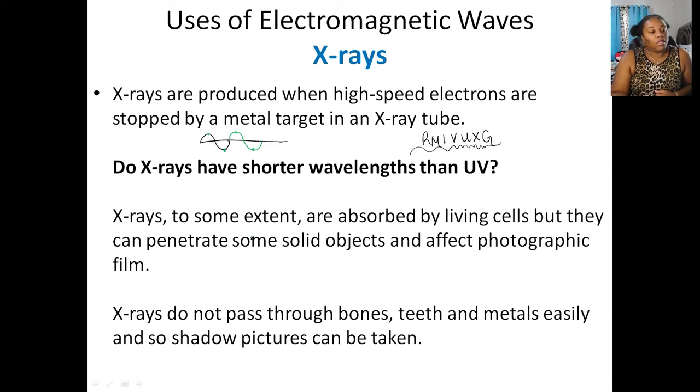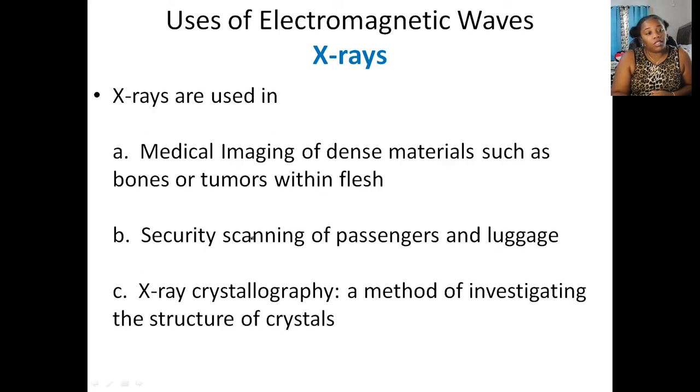Alright, so X-rays to some extent are absorbed by living cells, but they can penetrate some solid objects and affect photographic film. X-rays do not pass through bones, teeth, and metals easily, and so shadow pictures can be taken. X-rays are used in medical imaging of dense materials such as bones or tumors within flesh, security scanning of passengers and luggage, and X-ray crystallography, a method of investigating the structure of crystals.